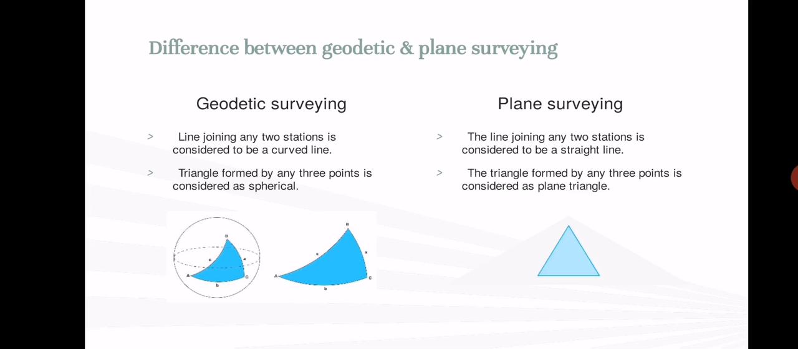In geodetic surveying, the triangle formed by any 3 points is considered as spherical, while the triangle formed by any 3 points in plane surveying is considered as a plane triangle.